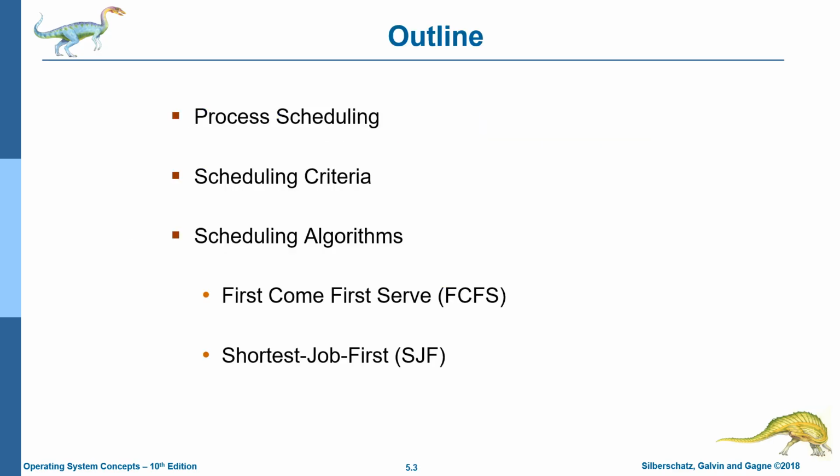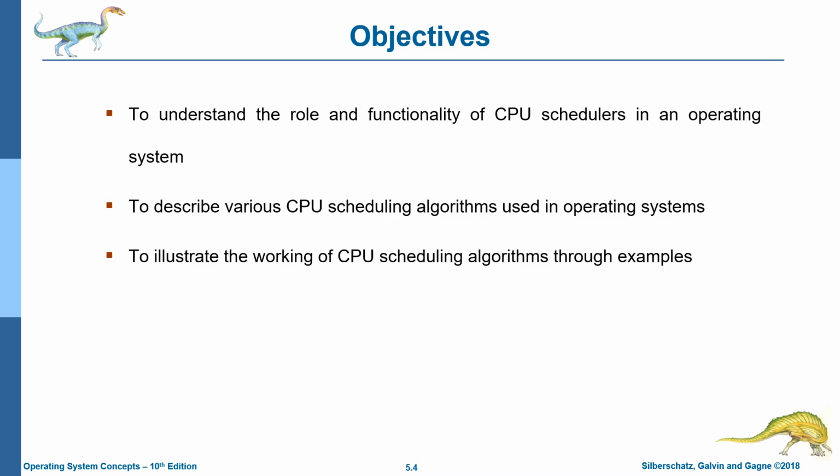The outline of today's topic includes process scheduling, scheduling criteria, and scheduling algorithms. The scheduling algorithms include first come first serve and shortest job first. We have other algorithms too, but today we will only discuss FCFS and SJF. Before starting that, we will discuss what process scheduling is and the types of schedulers, and after that we will discuss the scheduling criteria for the processes.